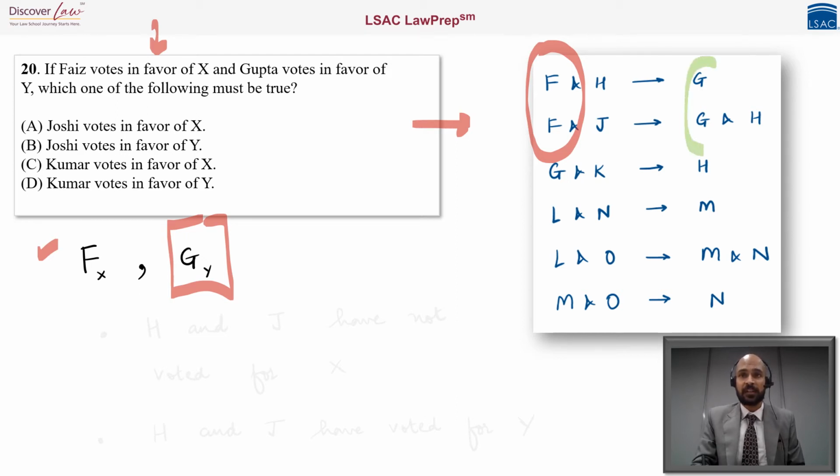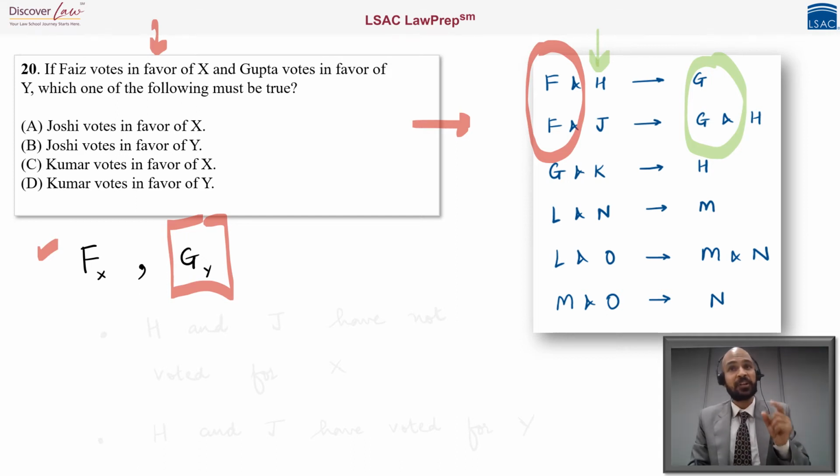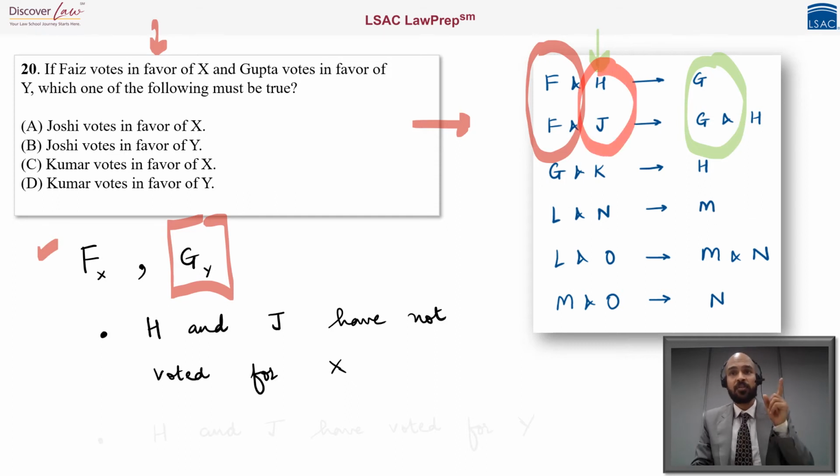Because you see, if this had happened here, if H and J had voted for X, then G would have also voted for X. It definitely means that these two have not voted for X, right? Because if H and J had voted for X, then G would have also voted for X.